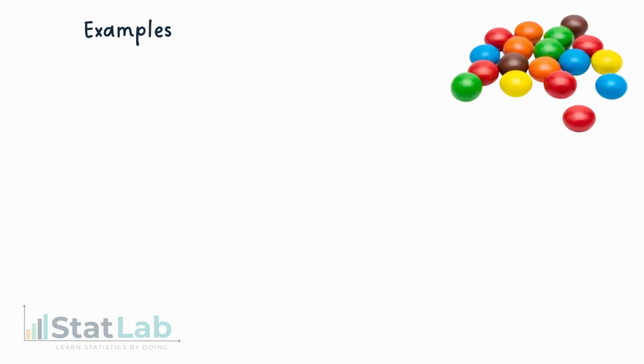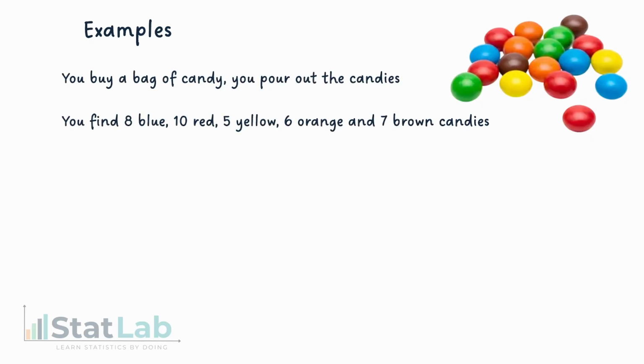Okay, let's take a look at some examples. You buy a bag of candy. You pour out the candy. You find that you have 8 blue, 10 red, 5 yellow, 6 orange, and 7 brown candies. Let's first find the total number of candies in the bag. So we add up 8 plus 10 plus 5 plus 6 plus 7, we get 36. So we have 36 candies.